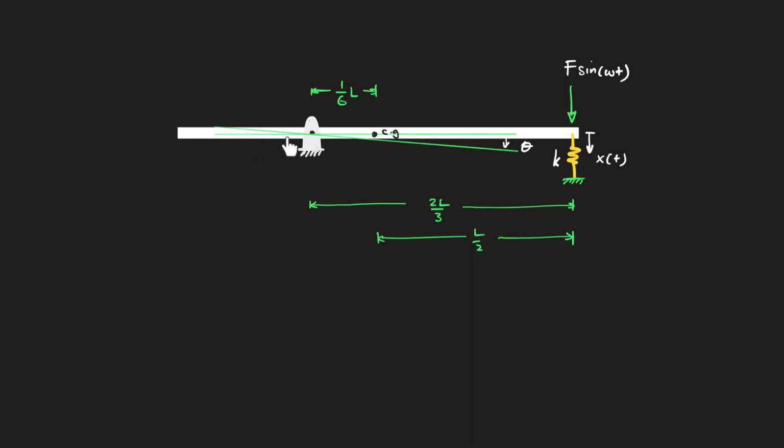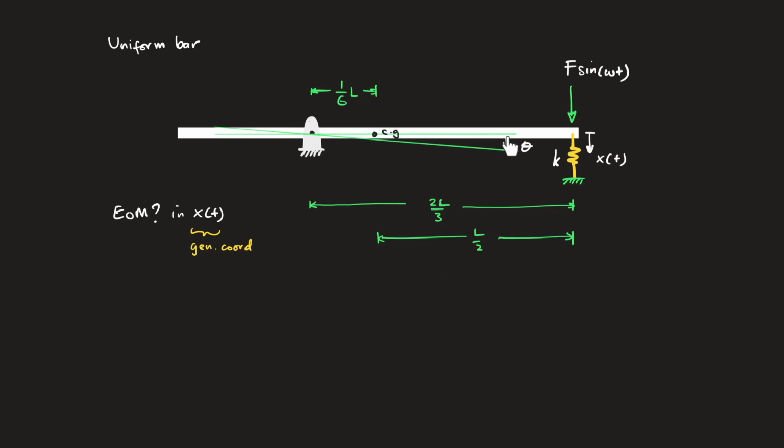We have here a uniform bar attached with a linear spring at the end of the bar. At this end, the bar is excited with a harmonic force F sine omega t. In these examples, we want to determine the equation of motion of the system, expressed in terms of the deflections of the spring x(t). Or we call x the generalized coordinate.